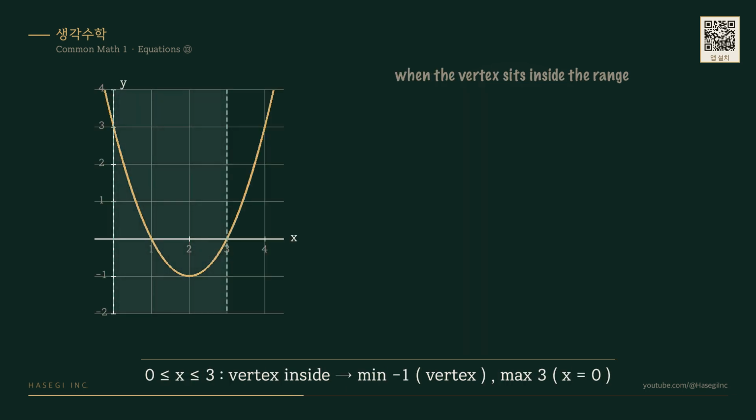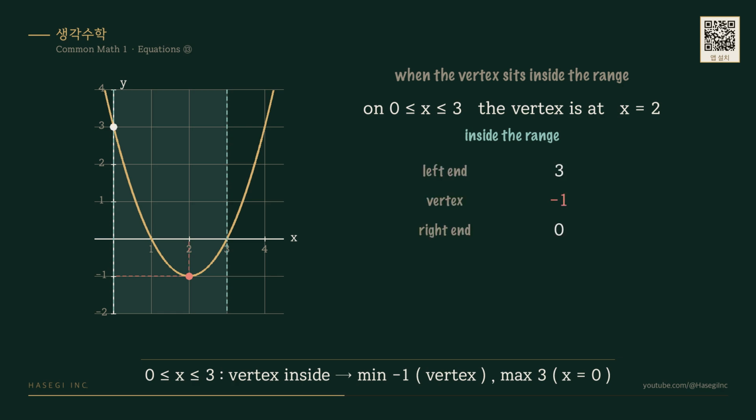First, the case where the vertex sits inside the range. With x between 0 and 3, the vertex is at x equal to 2, which is inside. Measure all 3 places. The left end gives 3, the vertex gives -1, and the right end gives 0. So the smallest value is -1 at the vertex, and the largest is 3 at the left end. The minimum landed on the vertex precisely because the vertex was inside the range.